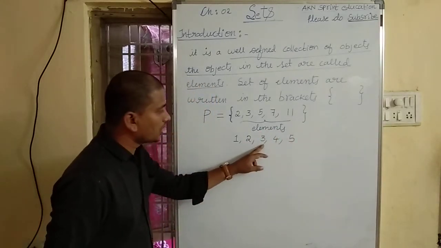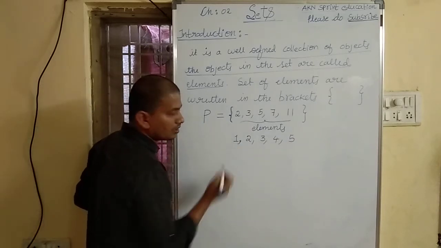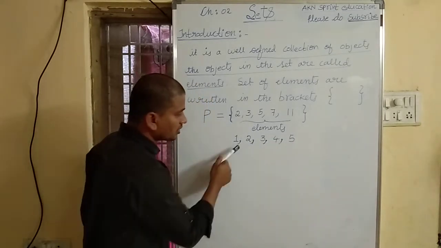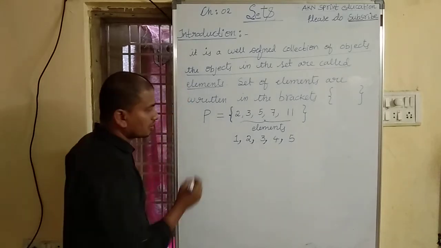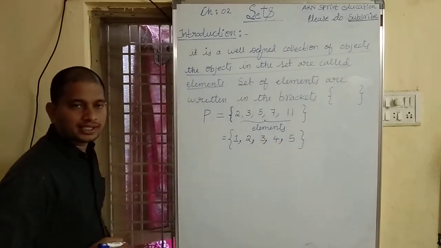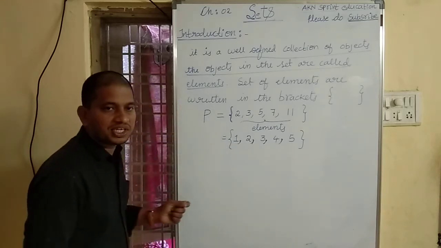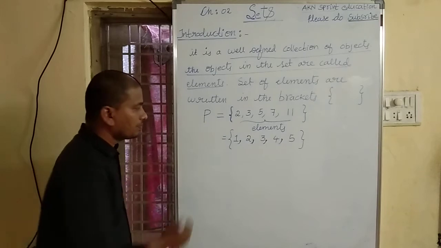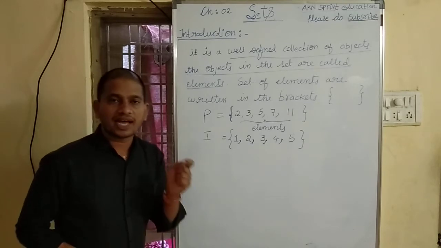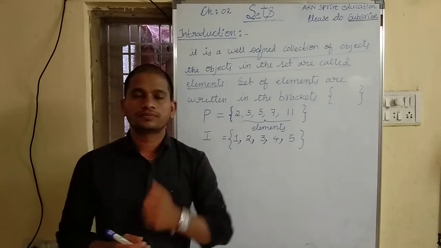Here 1, 2, 3, 4, 5 are the objects in the set. They are separated by the comma, and these are called elements of the set, which are written in the curly brackets. So let me give the name of the set. Our set is first 5 positive integers. Let me represent it with letter I. Name of the set is I. I equal to set of 1, 2, 3, 4, 5.